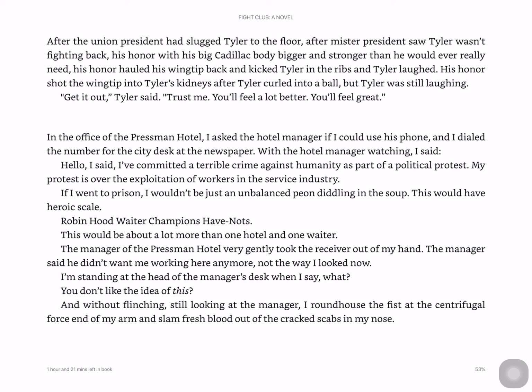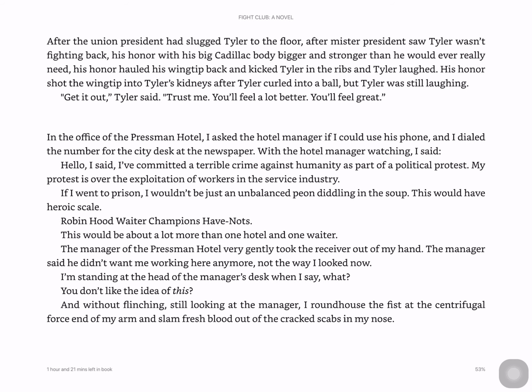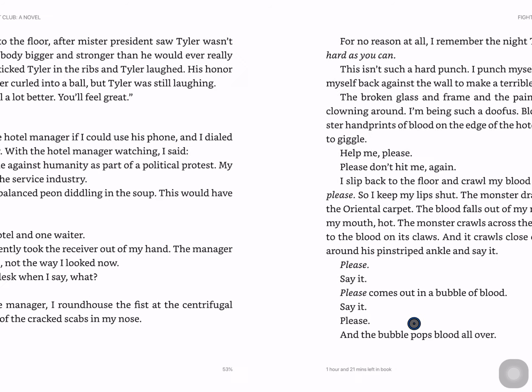Go over two pages to 116, and you can see the moment where the narrator is about to start beating himself up to stage it as if the boss had been abusing him. Look at these lines. So this is 116. It says, "And without flinching, still looking at the manager, I roundhoused the fist at the centrifugal force end of my arm and slammed fresh blood out of the cracked scabs in my nose.